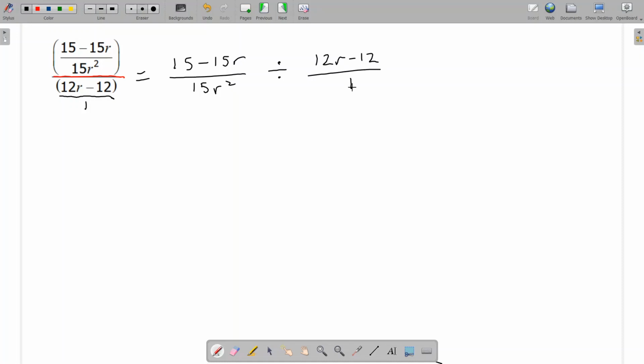And the reason I put the 1 here is because I'm going to change this to a multiplication problem, which means the reciprocal of that piece becomes 1 over 12r minus 12. So now I can go through and I can factor out some GCFs here.